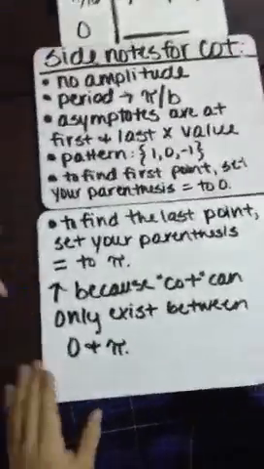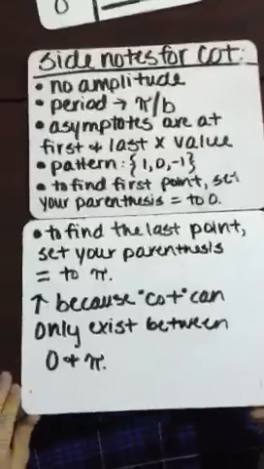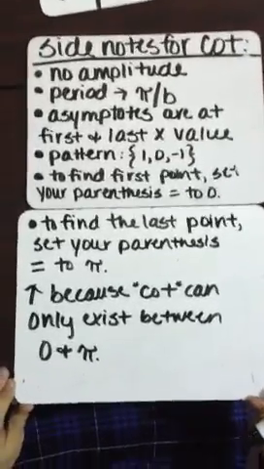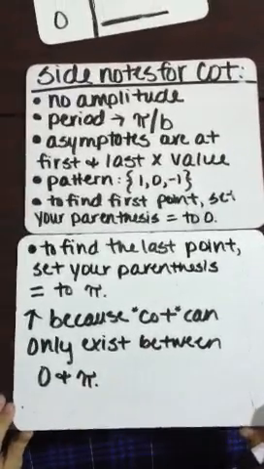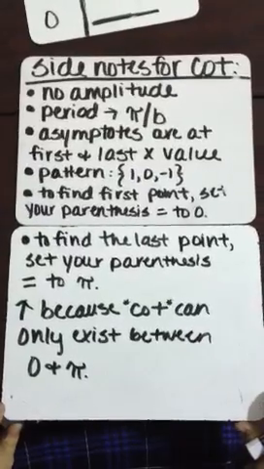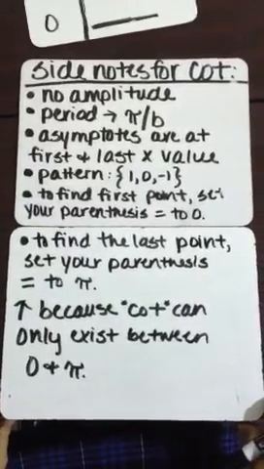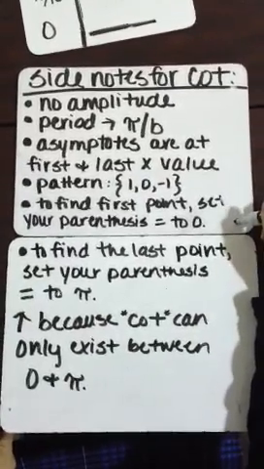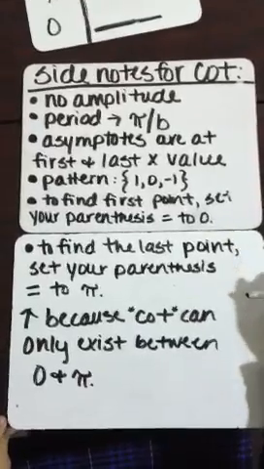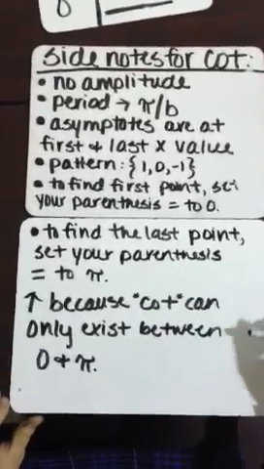Side notes for cotangent: there is no amplitude. The period equation is pi over b. The asymptotes are at the first and last x values, and the pattern is 1, 0, and negative 1. And to find the first point, you set your parentheses equal to 0, and to find your last point, you set your parentheses equal to pi, because cotangent can only exist between 0 and pi.